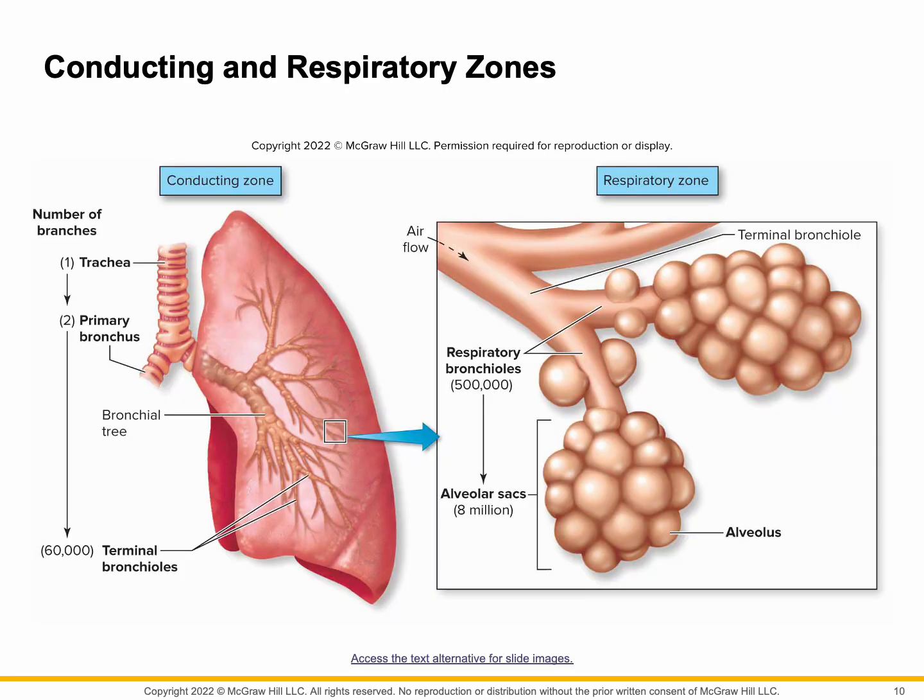Here we're looking at the conducting and the respiratory zones. One trachea branches to 2 primary bronchi, and these will then branch multiple times to form a total of 60,000 terminal bronchioles. Each of these branches further, resulting in a total of 500,000 respiratory bronchioles and 8 million alveolar air sacs.